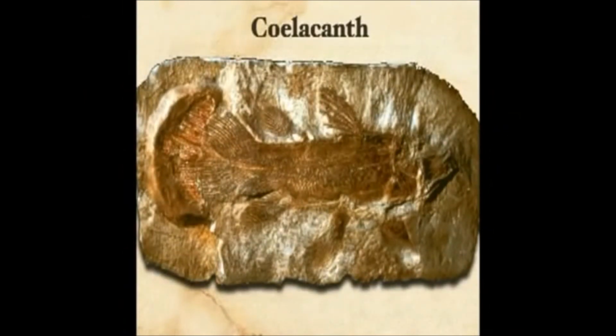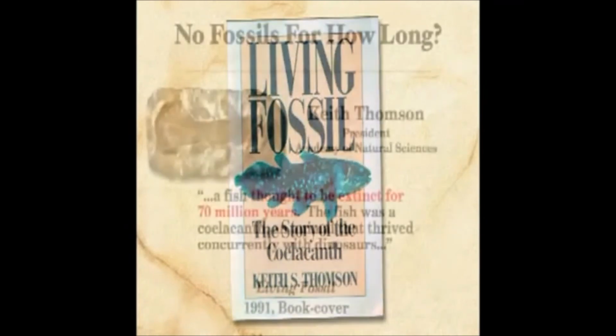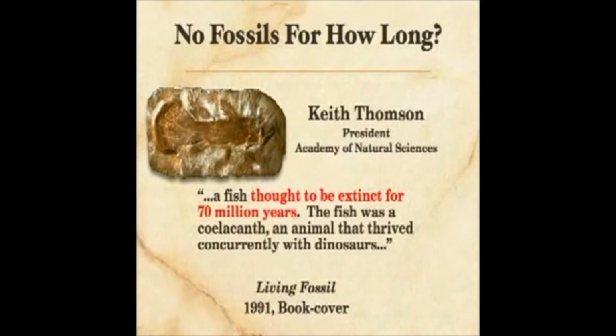Beautiful fossil here of a rather strange-looking fish, but one that we find rather commonly in the fossil record. Described here by Keith Thompson, who's president of the Academy of Natural Sciences, as a living fossil. He says in his book, a fish thought to be extinct for 70 million years, which is about the time the dinosaurs have been extinct. The fish was a coelacanth, an animal that thrived concurrently with the dinosaurs, but from the point where they're supposed to have gone extinct, all the way up the column, you find no coelacanths and virtually no dinosaurs.